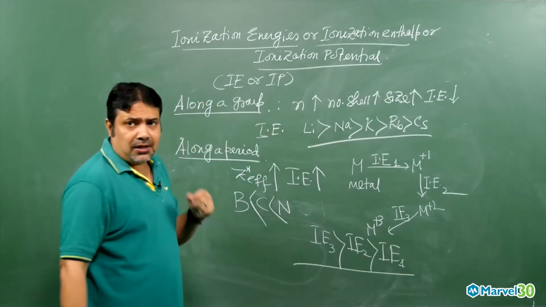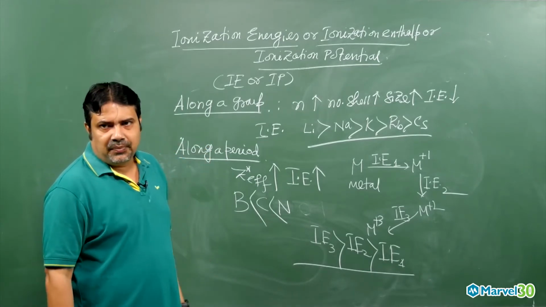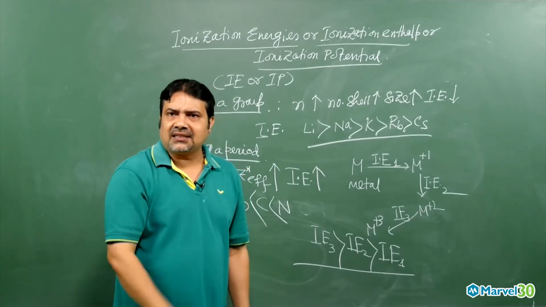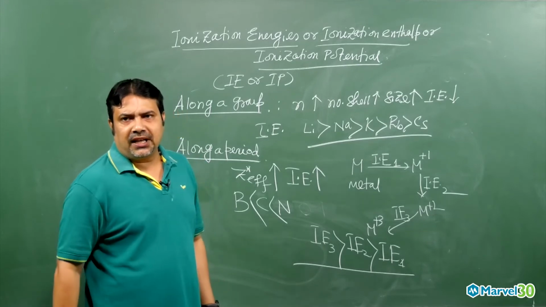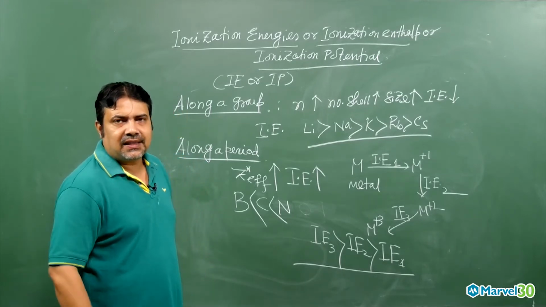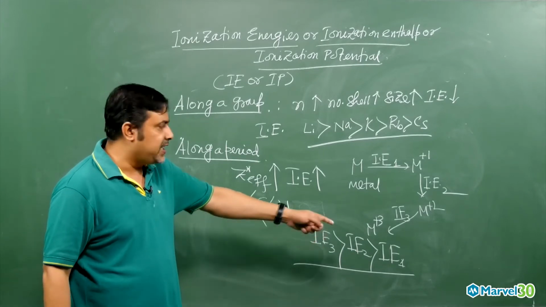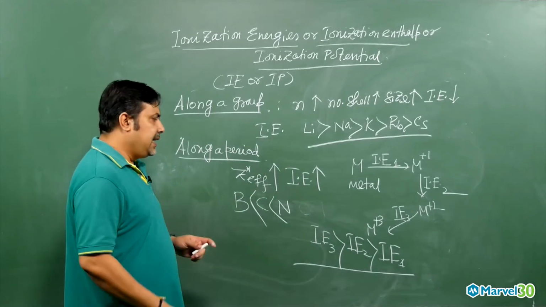Why? Because when you remove one electron, the effective nuclear charge increases, since one unit of protonic charge is now higher. So the force of attraction is higher. When the force of attraction is higher, to knock out the electron you need more energy. That is why ionization energy 3 will be greater than ionization energy 2, which will be greater than ionization energy 1. And they will put questions like this.